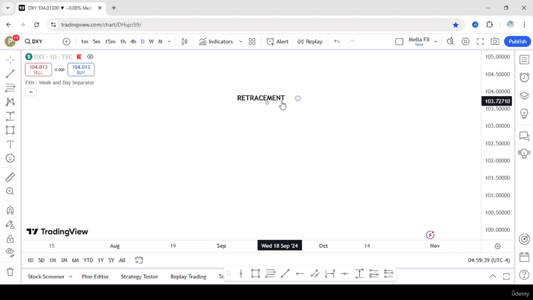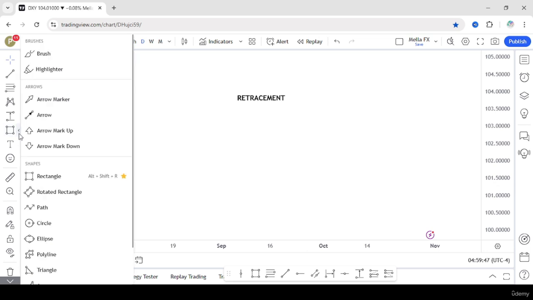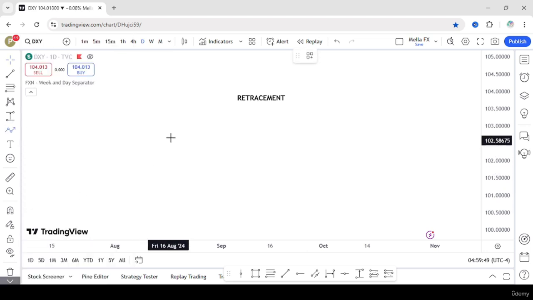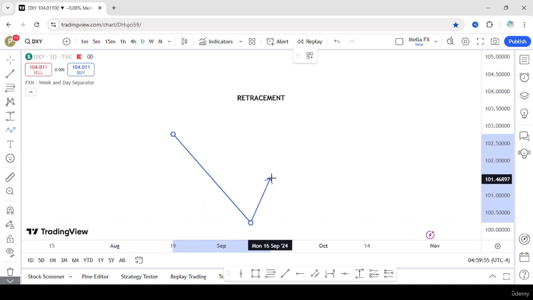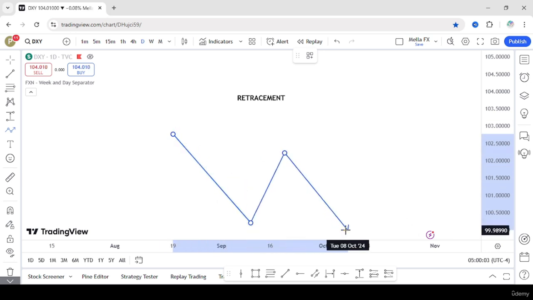So retracement is when price moves back inside the recently created price range. For example, we have a price range where the market moved from a high to a low. Retracement is when the market moves back into this range from this low to this high, then we anticipate the market to move back down.